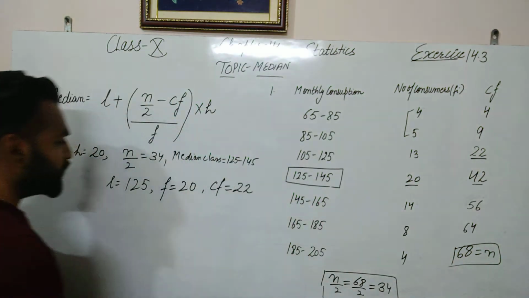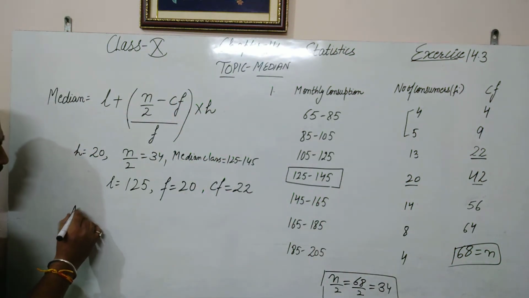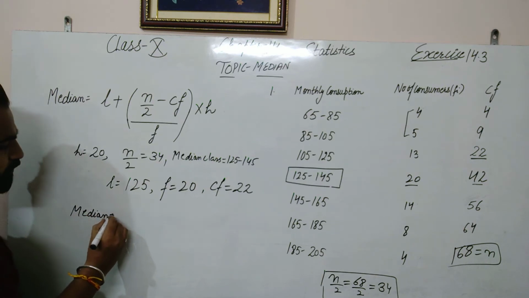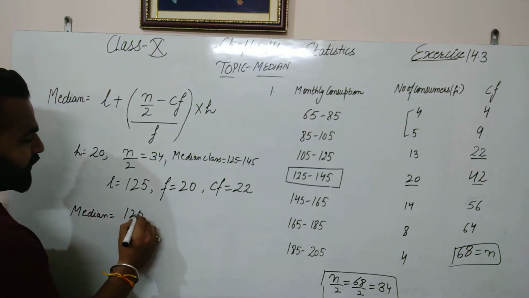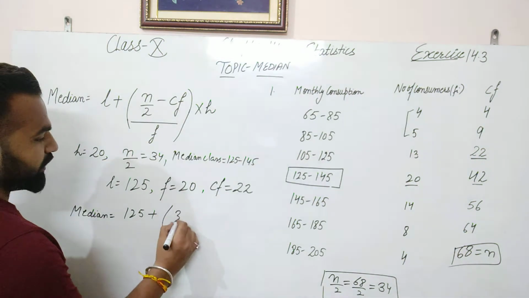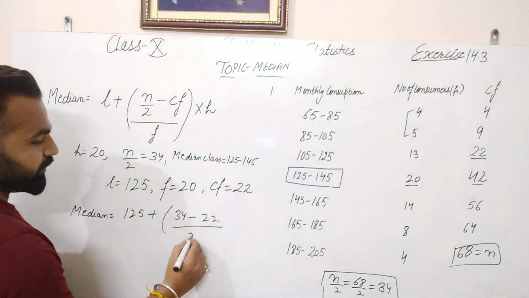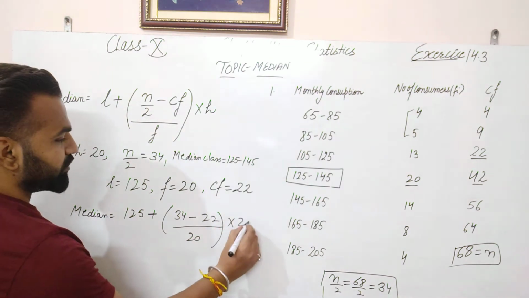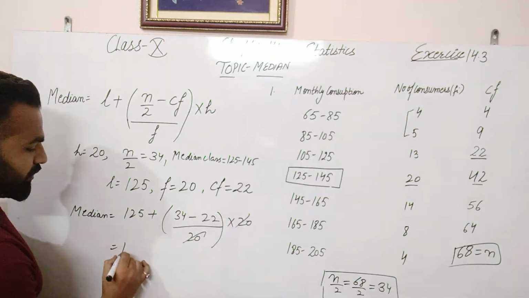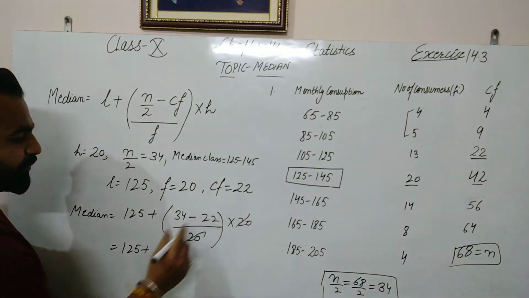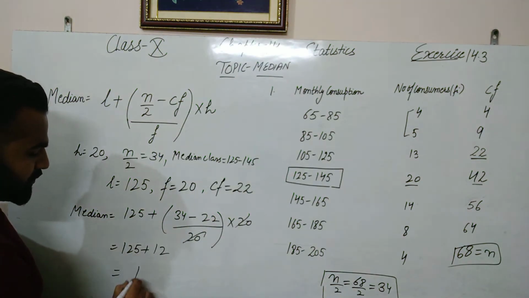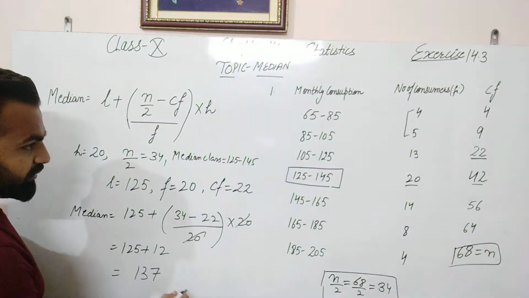So finally we have to put the values in the formula. So median will be equal to 125 plus n by 2 is 34, minus CF is 22, upon f is 20, and h is also 20. So this will cancel out. 125 plus 34 minus 22 is 12. So this will be equal to 137.